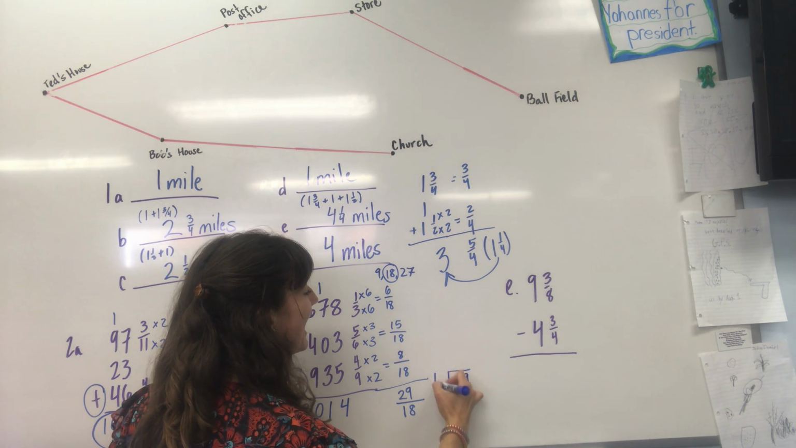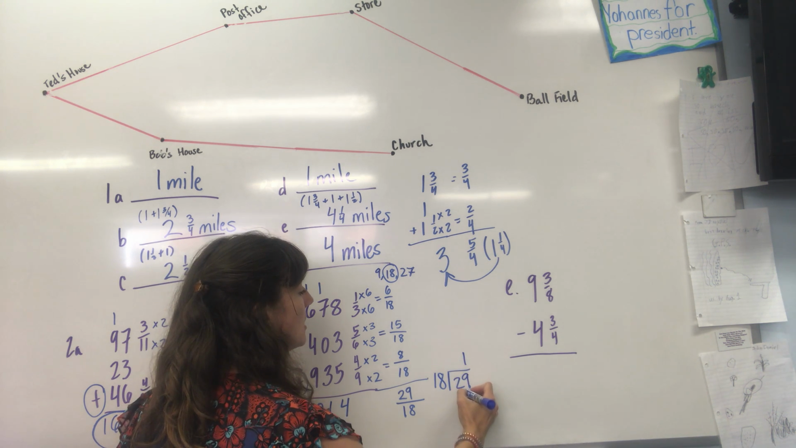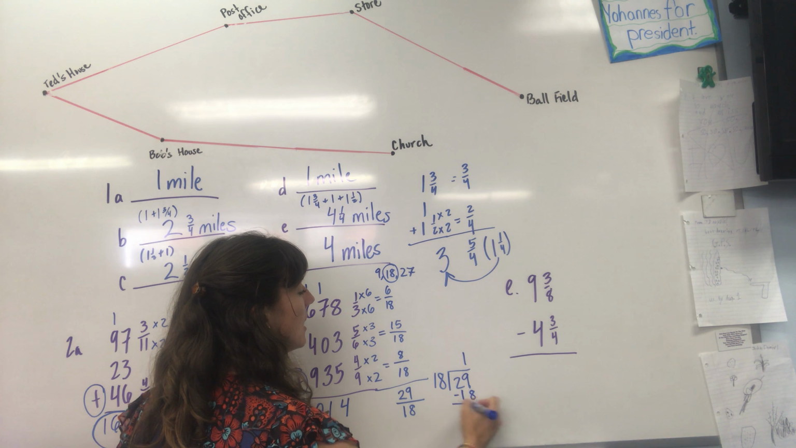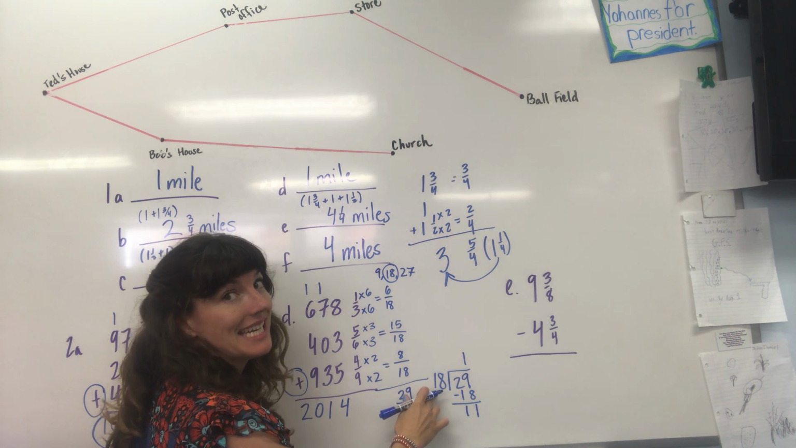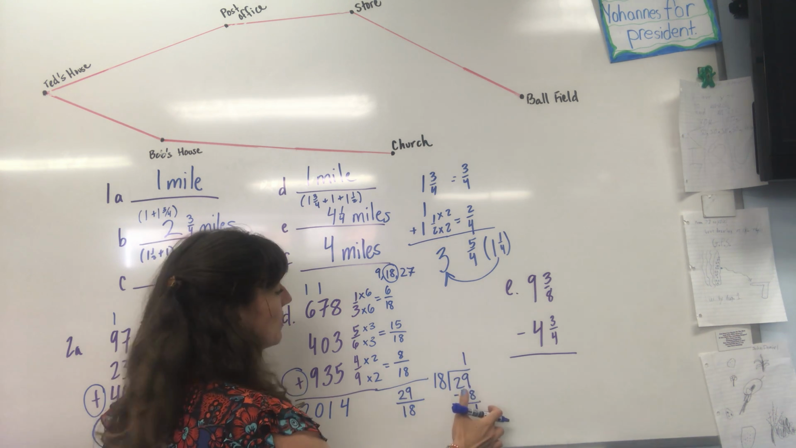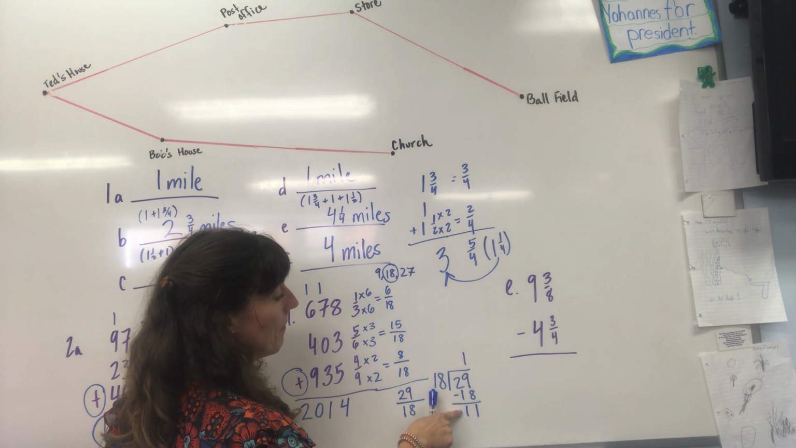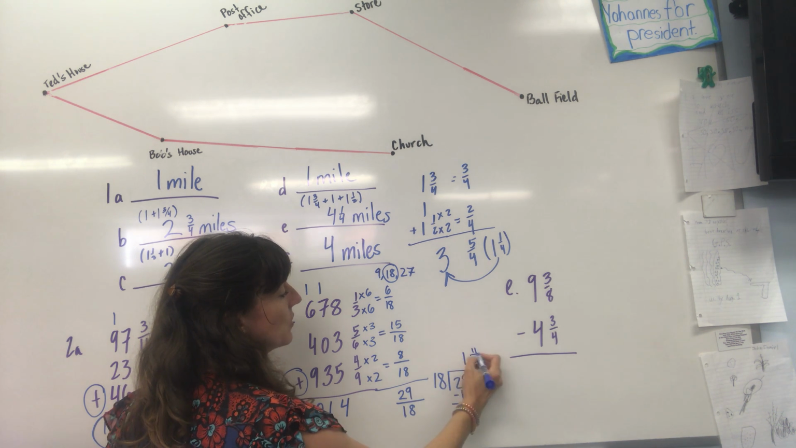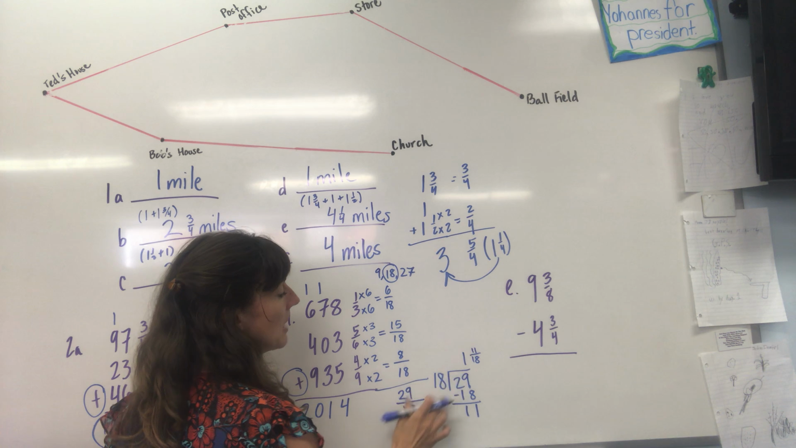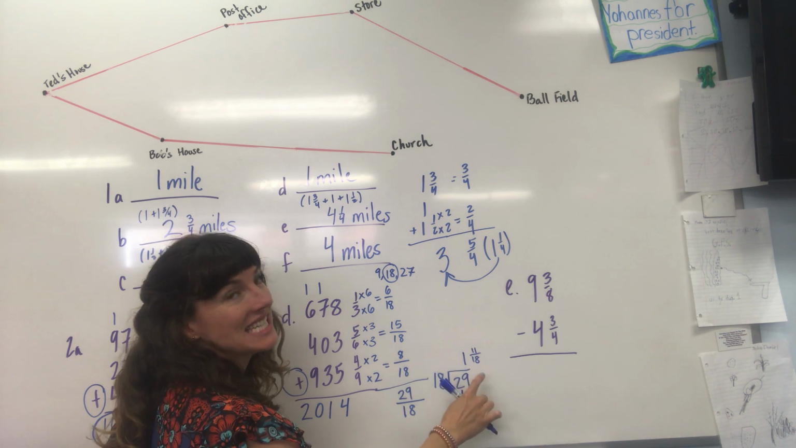29 divided by 18. That looks like 1. 1 times 18 is 18. 9 minus 8 is 1, and 2 minus 1 is 1. Is 11 less than 18? Yes, it is. Nothing to bring down, so this is now a mixed number. Your remainder is your numerator. Your divisor is your denominator. This becomes 29 over 18 becomes 1 and 11/18.